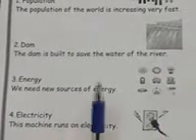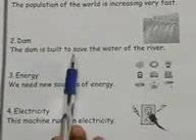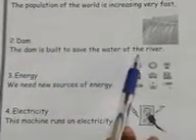Number 2, dam. A dam is a barrier that stops or restricts the flow of water or underground streams. Dams also provide water for activities such as irrigation, human consumption, and navigability. The dam is built to save the water of the river Nile.